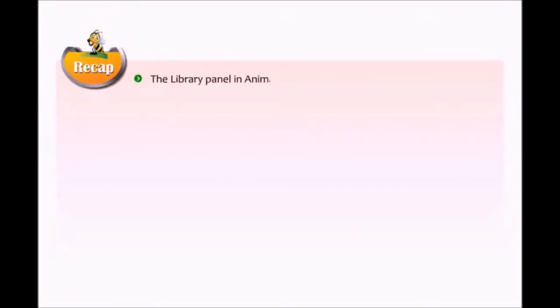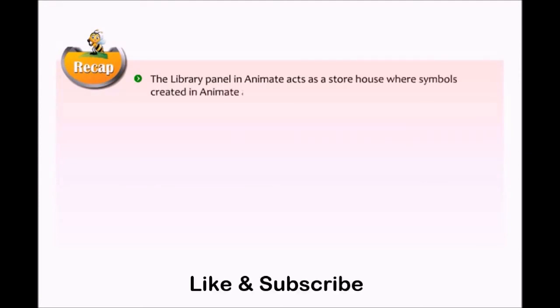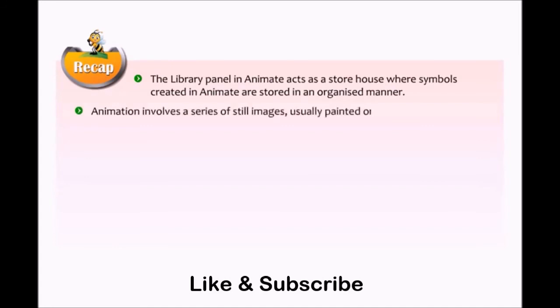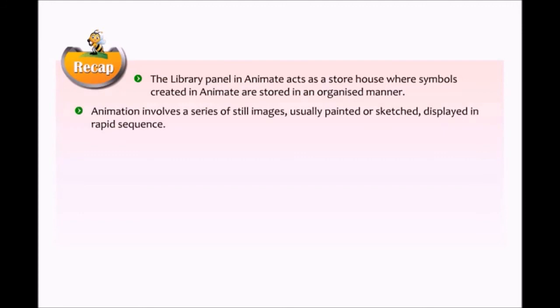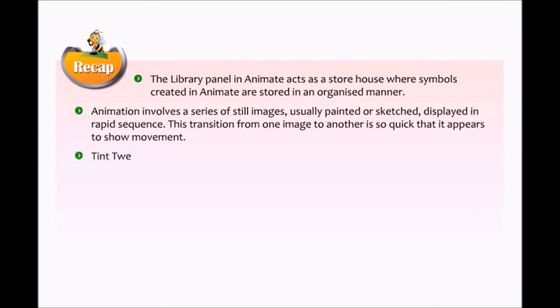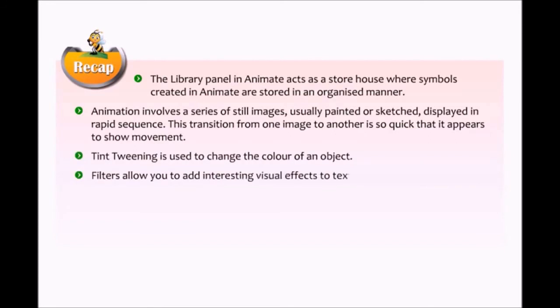The library panel in Animate acts as a storehouse where symbols created in Animate are stored in an organized manner. Animation involves a series of still images, usually painted or sketched, displayed in rapid sequence. This transition from one image to another is so quick that it appears to show movement. Tint tweening is used to change the color of an object. Filters allow you to add interesting visual effects to text, buttons, and movie clips.